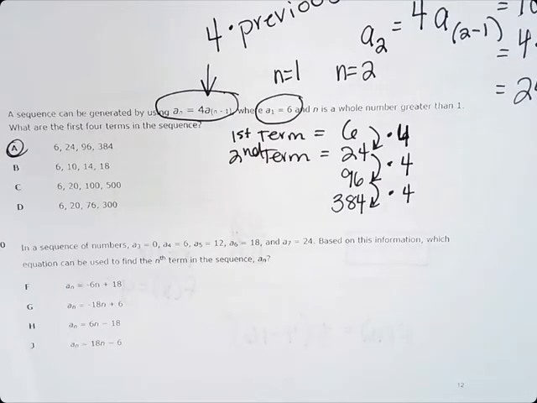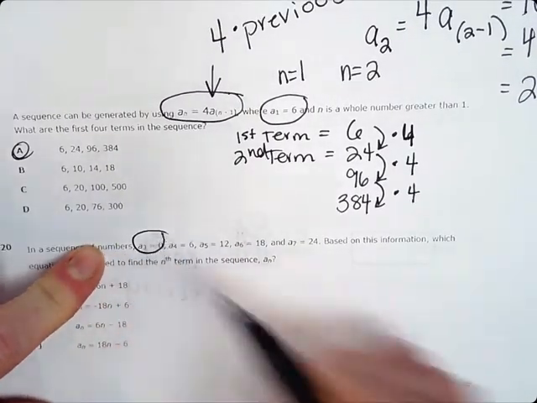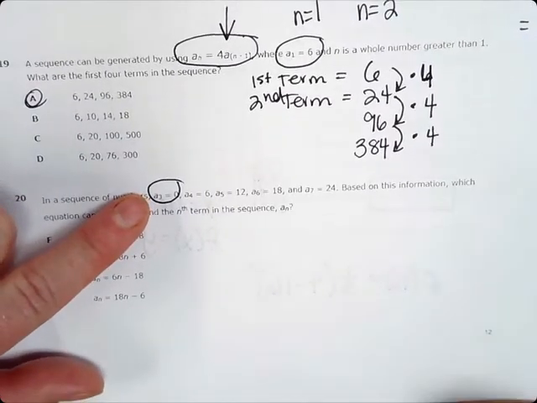Let's do number 20. In a sequence of numbers, A3 equals 0, A4 equals 6, A5 is 12, A6 is 18, and A7 is 24. Based on this information, which equation can be used to find the nth term of the sequence? So each one of these tells us what the sequence number is. So what does A3 equals 0 mean?